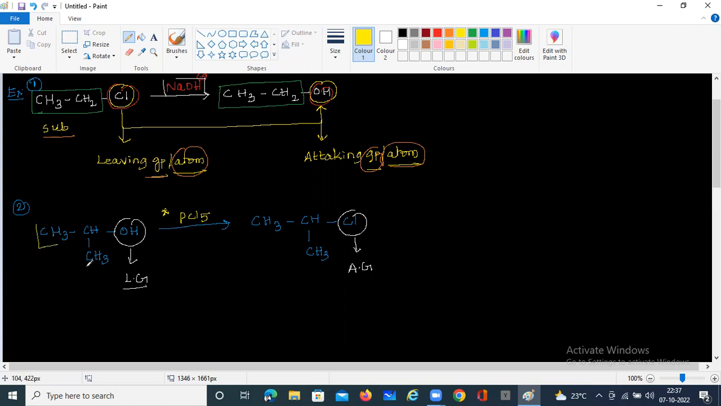See, this one is the same. Only what is going to be replaced? What is going to be replaced here? The hydroxy group of the substrate is replaced by a chlorine atom in the presence of what? PCl5. Clear, beta? So these are the two examples. Let us see another example, the third example.